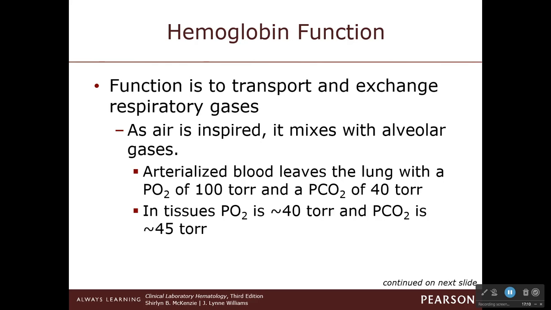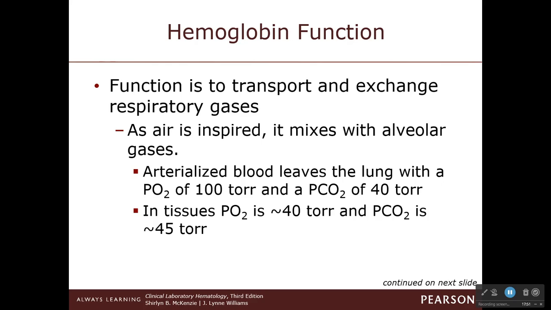If we're here normally and we shift to the right, what happens to my affinity on this side? Decreased. Yes, you're right. It is decreased. Okay? Because look, right here's P50 at 25 millimeters mercury. Look where P50 is now. Closer to 40. Right? So in that case, that means that my affinity for oxygen is not as strong. So therefore, I'm not grabbing oxygen as quickly as I normally would. Okay?